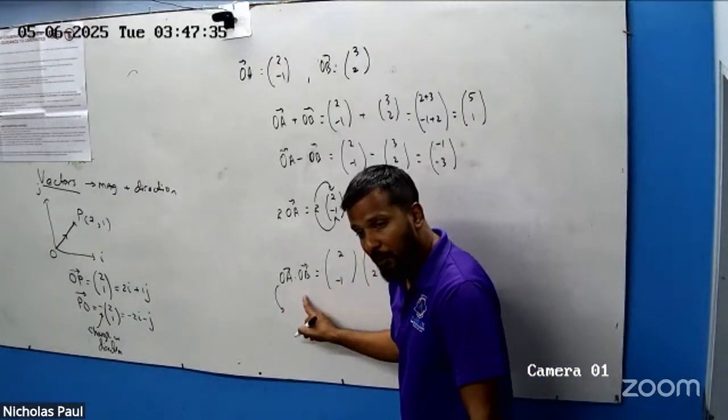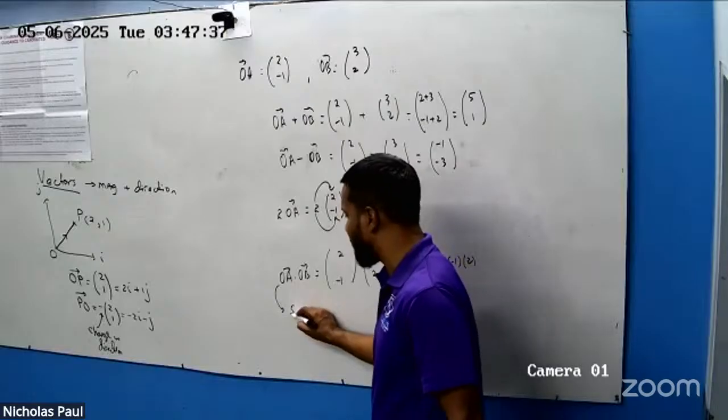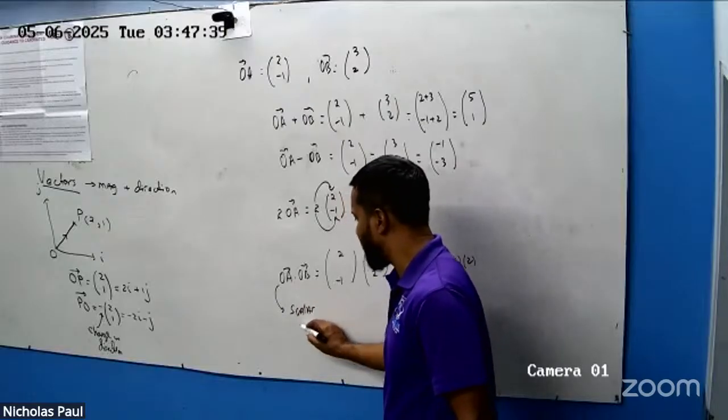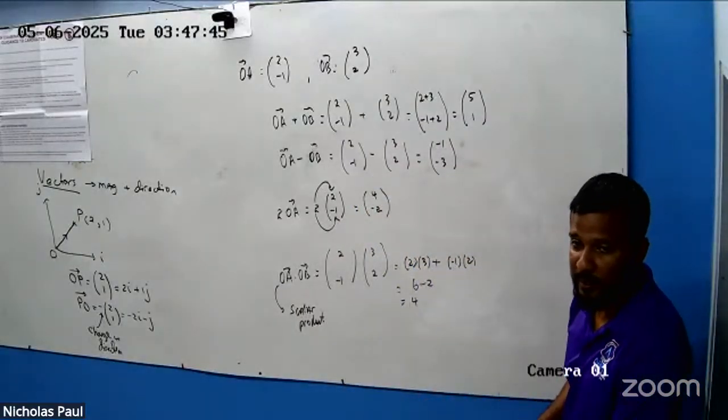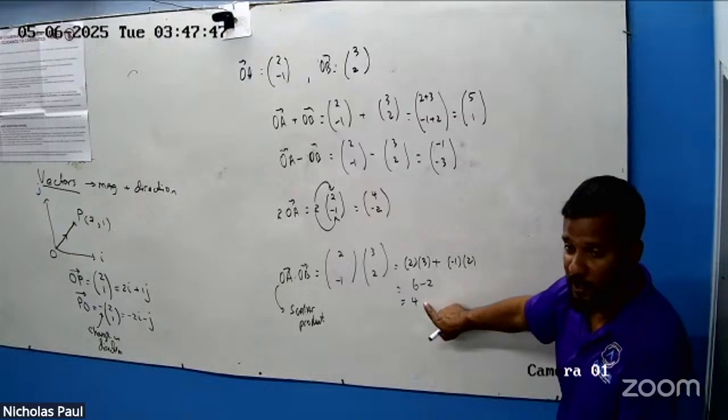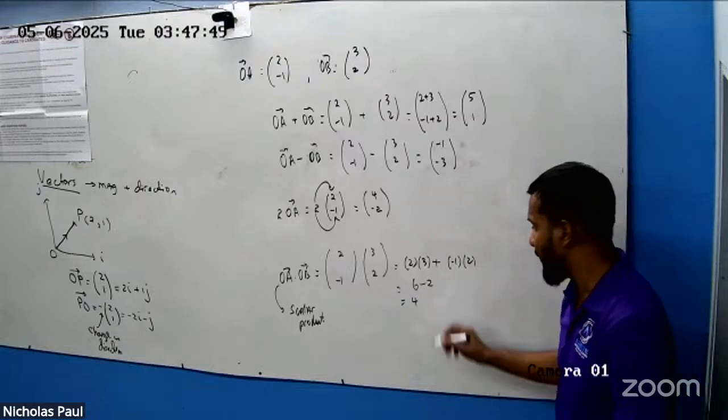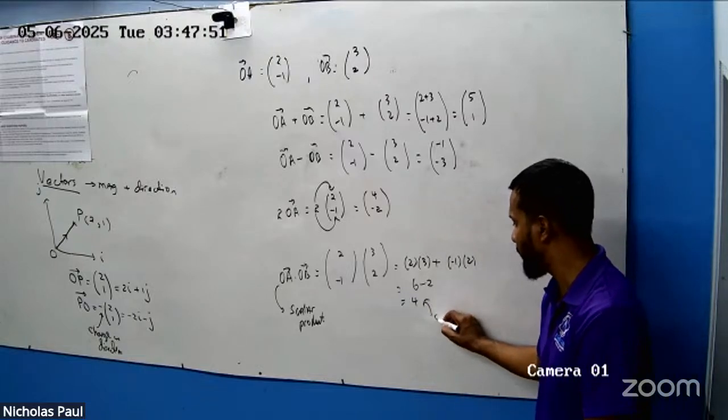Whenever you multiply two vectors, we call it a scalar product. That's the name of it. So you're not getting a vector anymore. What you get is a scalar.